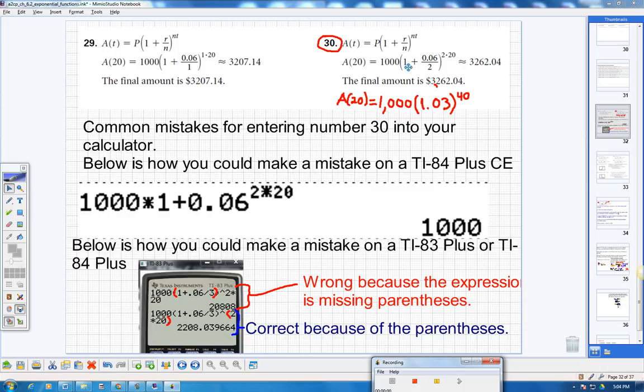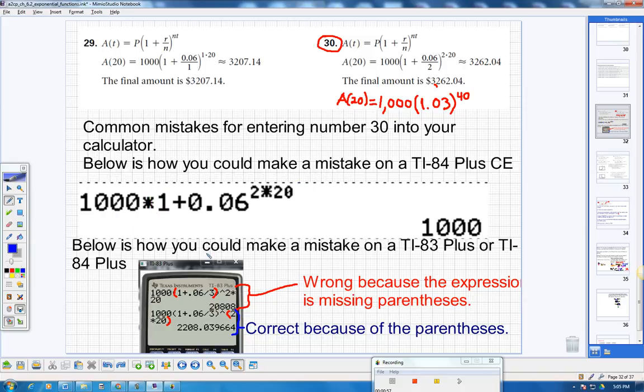Alright, for this particular example, it would be a big mistake to multiply 1,000 times 1 and add 0.06 raised to the, really that's the 40th power, or 2 times 20 power. That would be incorrect. That's missing the parentheses that it so desperately needs. It needs the order of operations to function correctly. So you would get the wrong answer if you didn't put parentheses in.